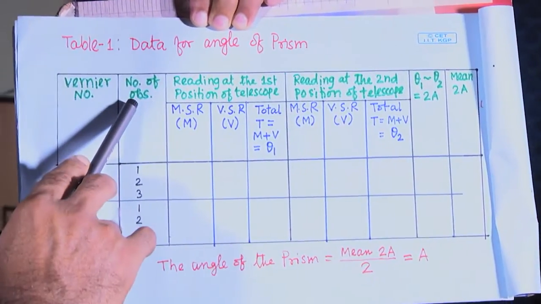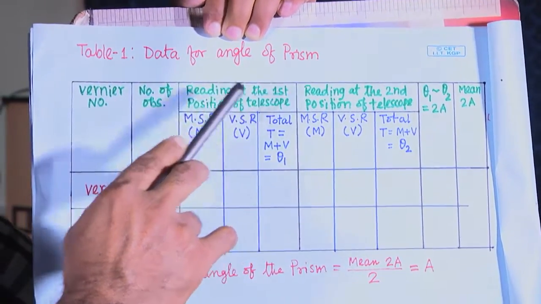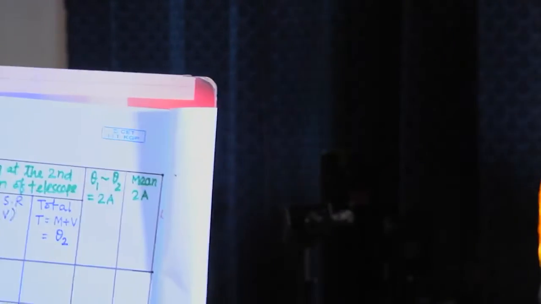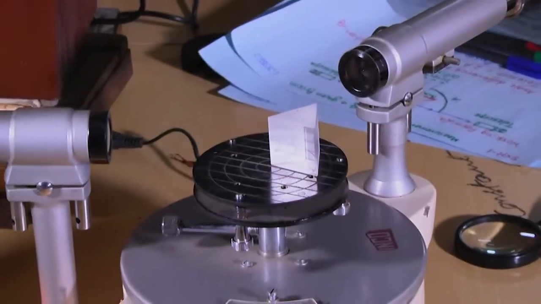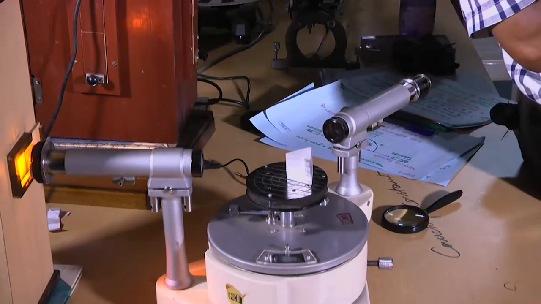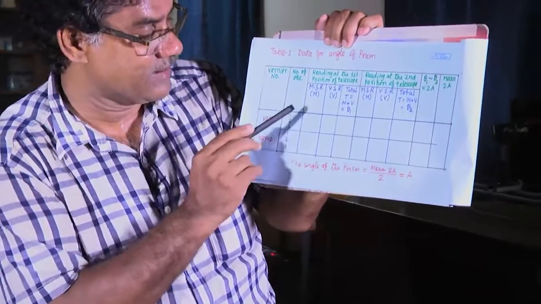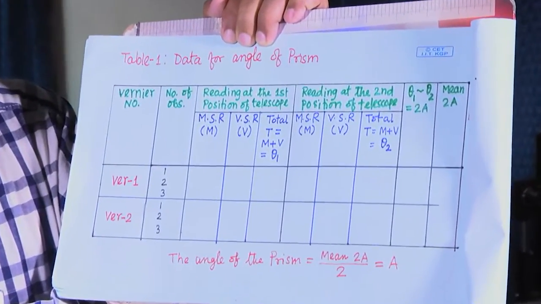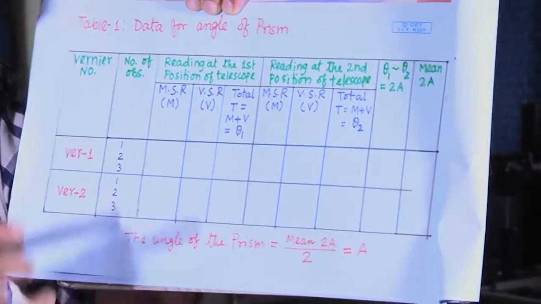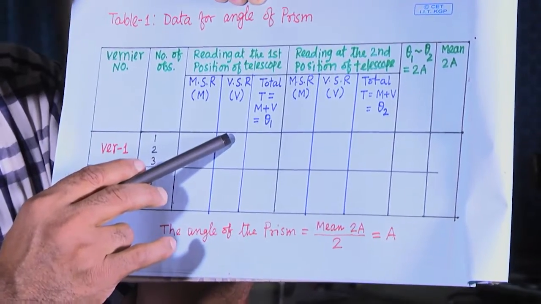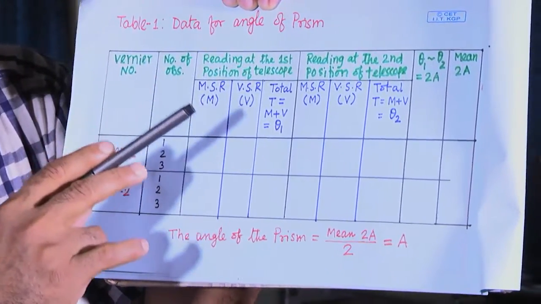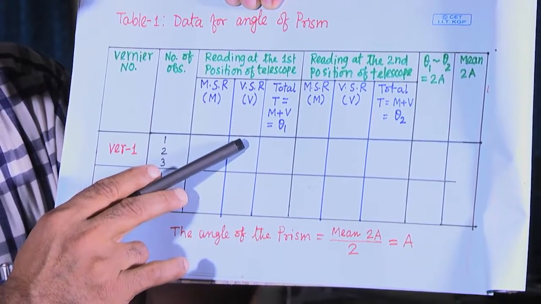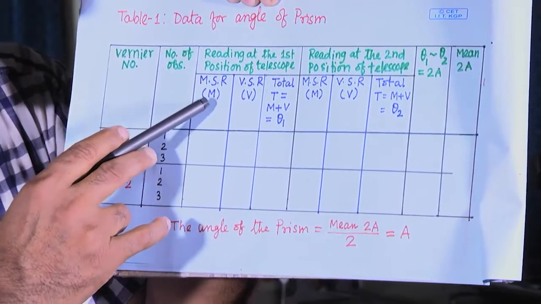Reading at the first position of the telescope, reading at the second position of the telescope. If I take this as the first position of the telescope, for this position I will note down the reading of vernier 1. What is the main scale reading, and then, just like simple slide calipers, the way you have taken reading from a slide caliper, same way. So, main scale reading, then vernier scale reading. Here this vernier constant you know, this 20 second, so including that one can write this vernier reading. Then the total reading is basically m plus v.